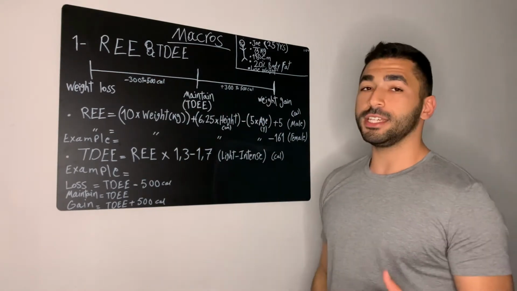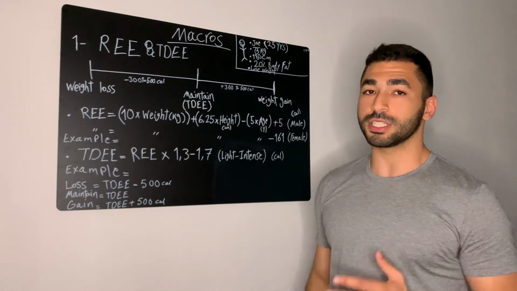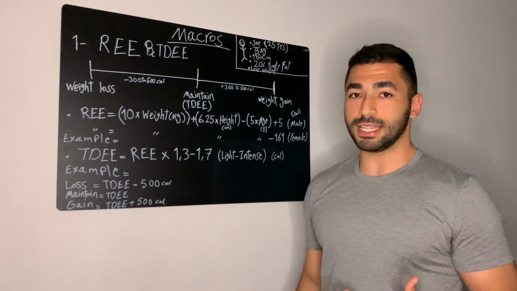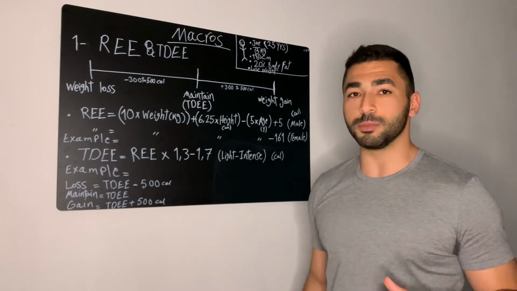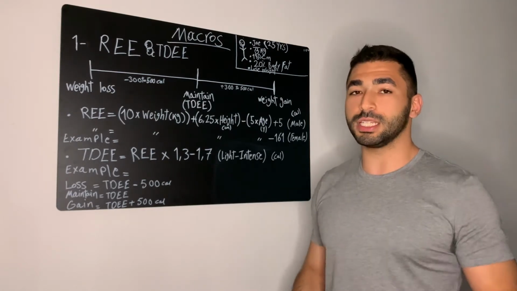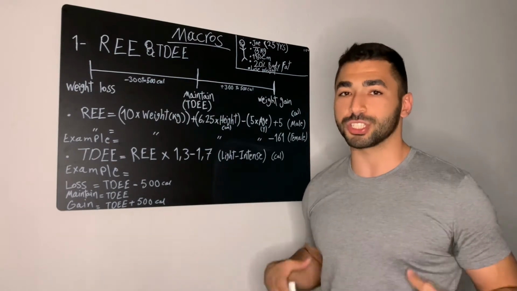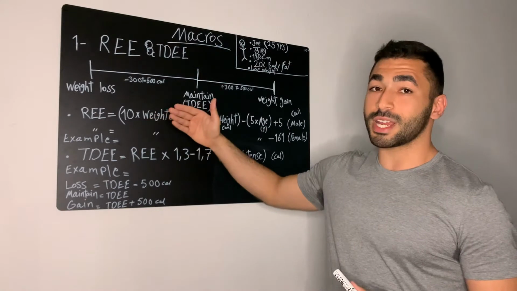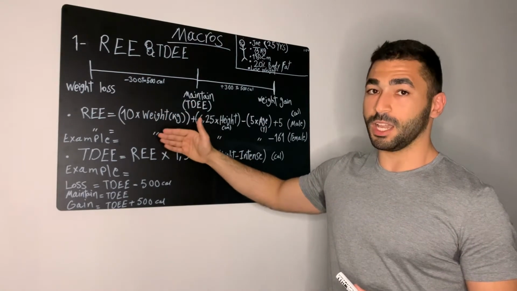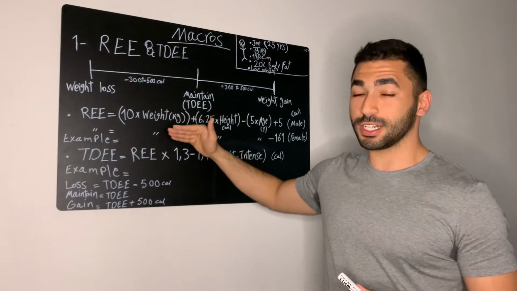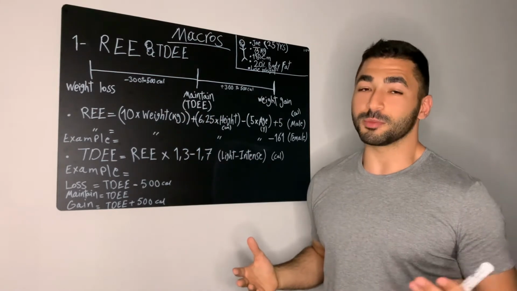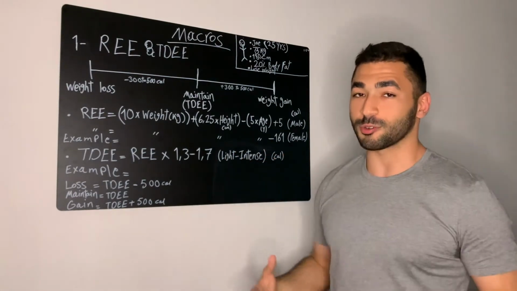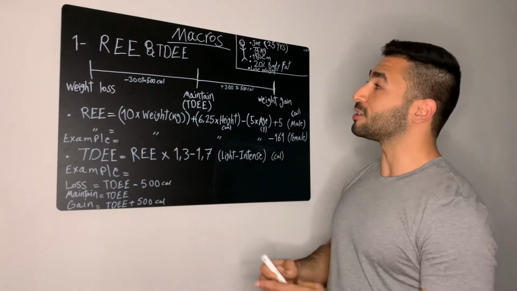REE is your resting energy expenditure. This is basically the energy that your body needs throughout the day if you don't do anything and just lay in bed. That's it. If you just lay in bed, your body needs this energy to keep functioning and keep rolling. So first of all, you have to calculate your resting energy expenditure. Once we've calculated it, since we're not all lazy people laying in bed always, we definitely burn some calories throughout our day. So for that, we need to understand TDEE.